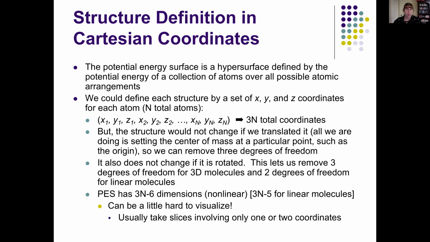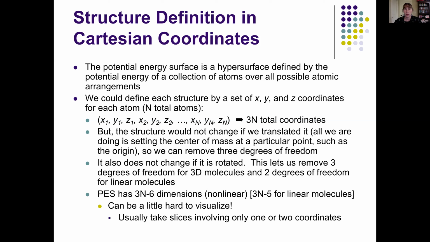But there are certain things that don't really change your structure. So if you were to translate your structure by moving it in the x direction 1 angstrom, all we're doing is changing where that molecule is, but we're not really changing the orientation of the atoms with respect to one another. So we can remove the 3 degrees of freedom that correspond to the translations. And similarly, the structure doesn't really change if it's rotated. It's still the same structure as far as those atoms' relationship to one another.